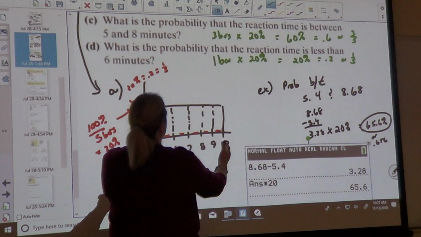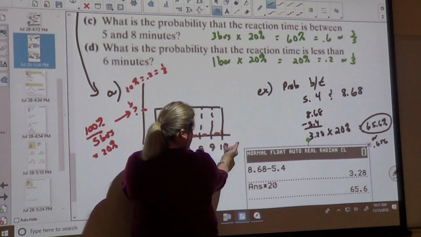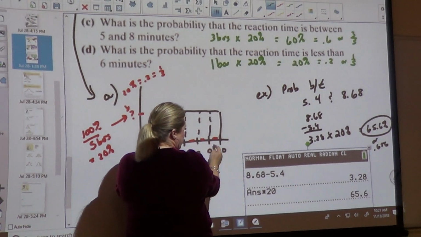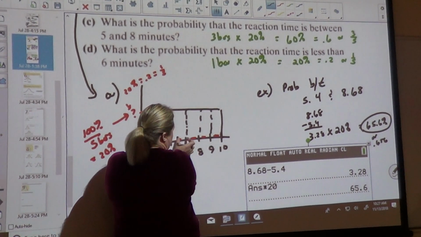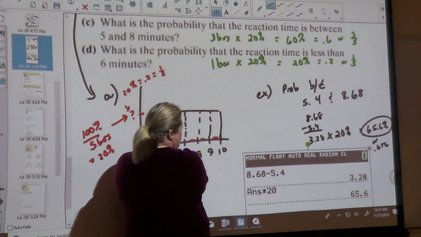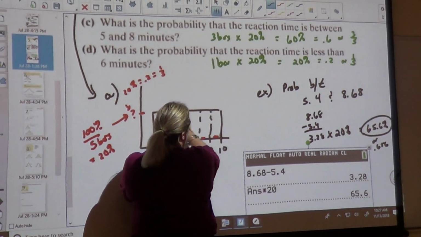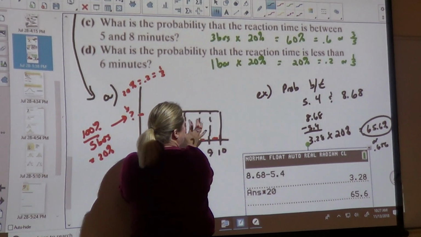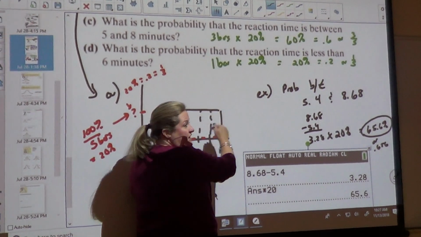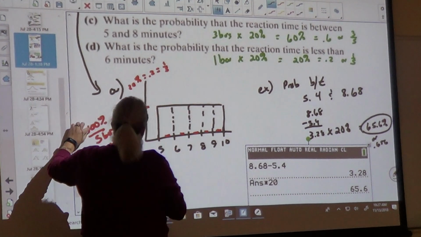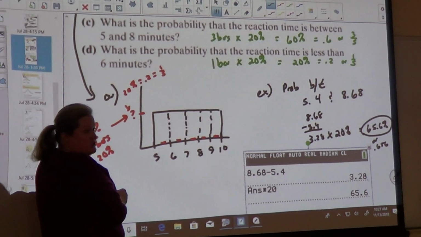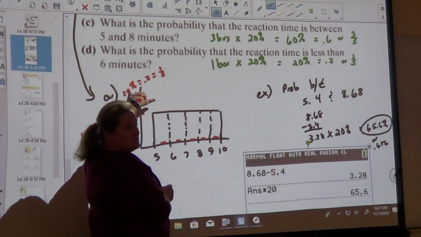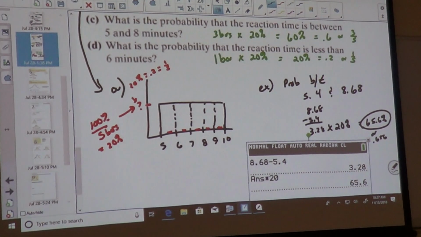And why did we do 20%? It told us to go from 5 to 10 in the directions. And so between 5 and 10, we have 6, 7, 8, and 9. So that breaks me down into 5 bars. And the area under the curve is 100% divided equally among 5 bars. So I did 100% divided by 5 bars. So that means that each bar has to be 20%.